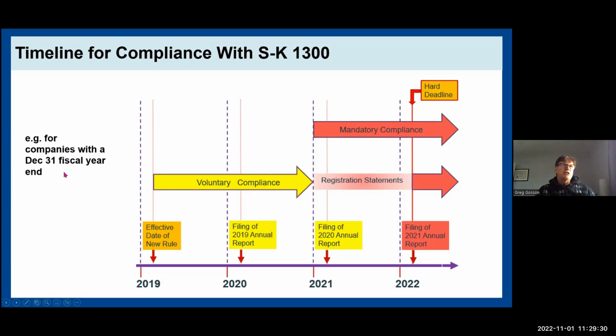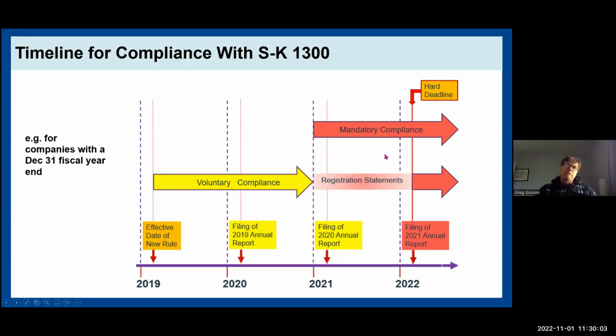So for companies with the December 31st year end, they were filing their reports in February, early March of 2022. And that's when we start seeing most companies now, in their annual reports and exhibits to those annual reports, filing their SK-1300 reports on the material properties and providing summary disclosure on all of their properties, material and non-material, using the new definitions, the new standards, and having qualified persons prepare all of their information. So this was the hard deadline.